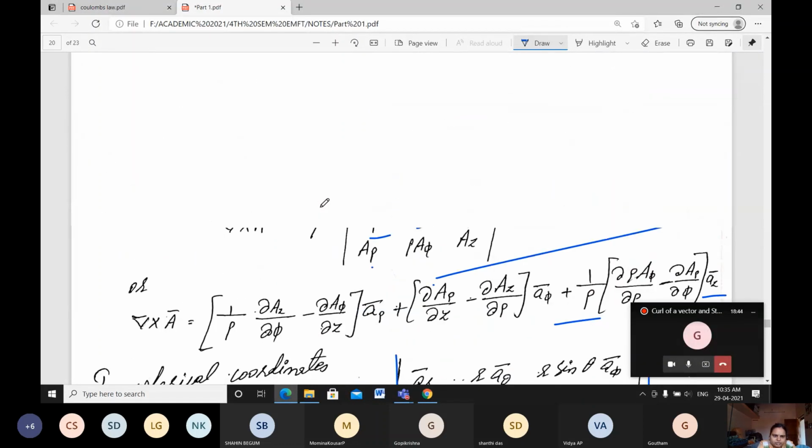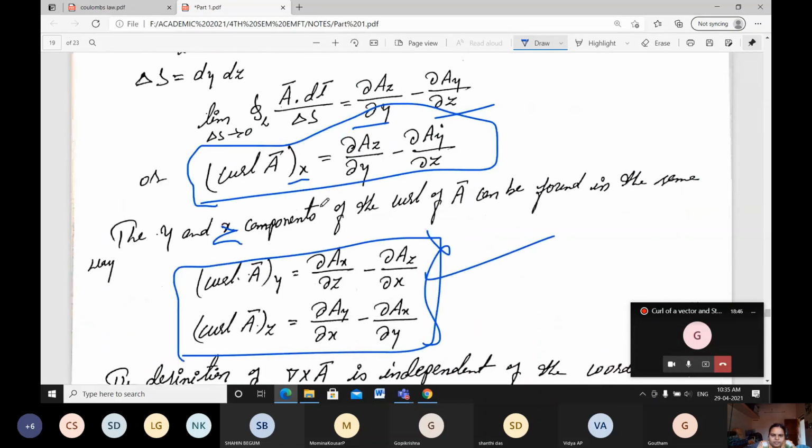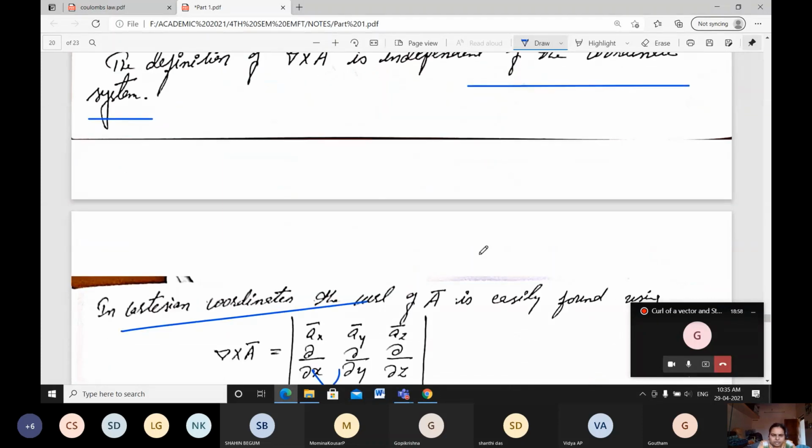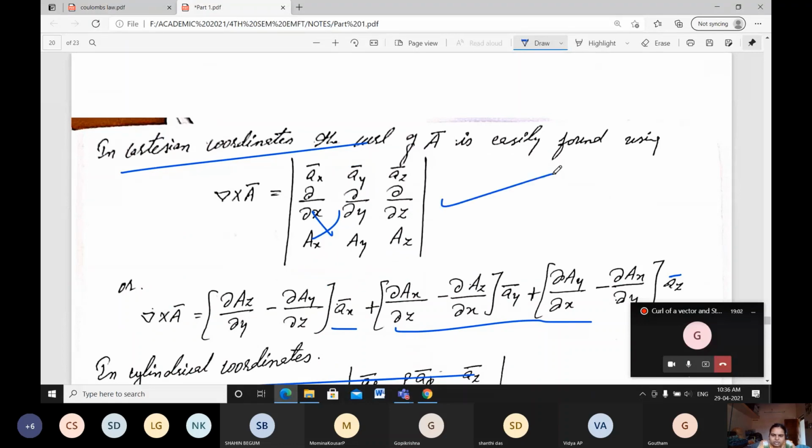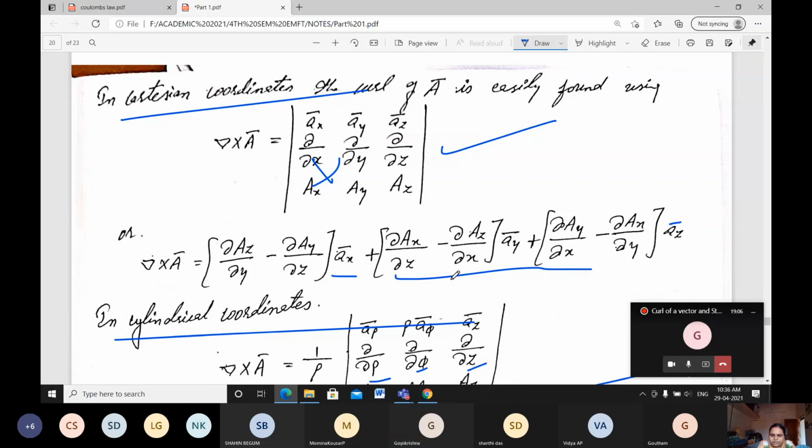Okay, this curl of a vector gives the maximum amplitude of circulation at that point. This is the information about the curl of a vector. For the curl of a vector in Cartesian coordinates, just remember the determinant of the matrix, then it will be easy to expand.